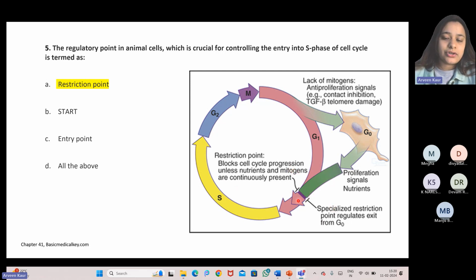If a cell does not get through the restriction point, it will not get into the cell cycle. Probably it could go to a G naught or quiescent phase, right? And only when it has proliferation signals and appropriate nutrients present will it enter back into the G1 phase and then probably go past the restriction point as well.